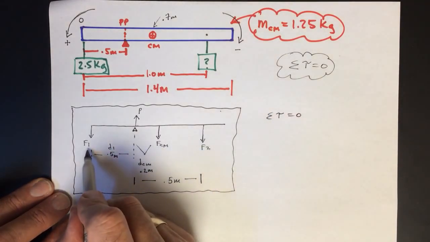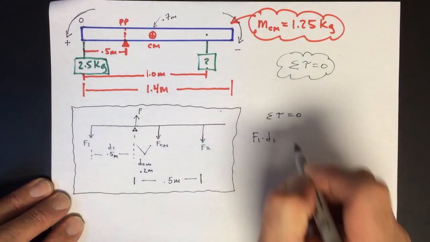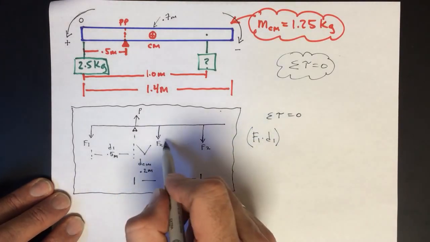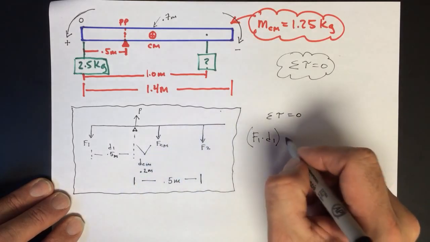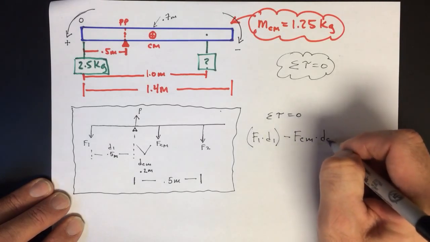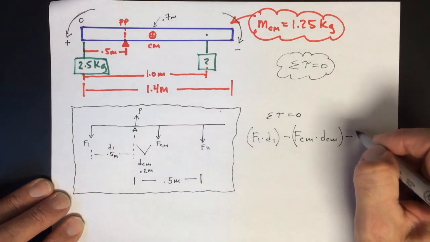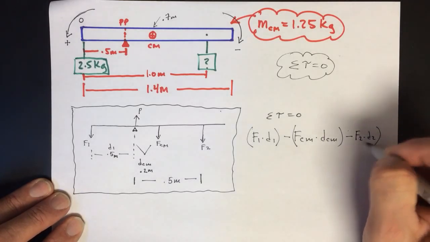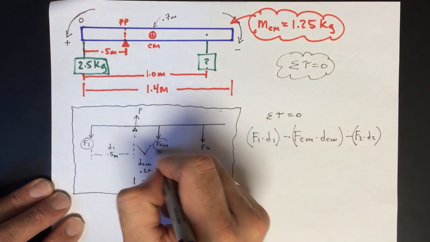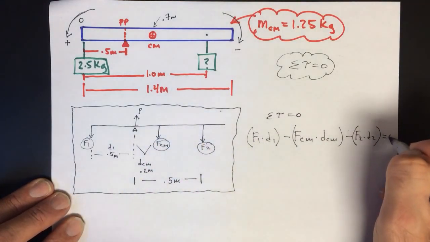So now I have the sum of the torques is equal to 0. And we'll begin with the torque on the left. That's going to be a positive torque. So that'll be F1 times D1. Okay, and that's positive. Now the next force is going to be this at that distance. So that'll be a negative torque. So that'll be FCM times distance cm. And the next one would be minus F2 times D2. And those three forces will provide torques. And the sum of those torques is going to be equal to 0.